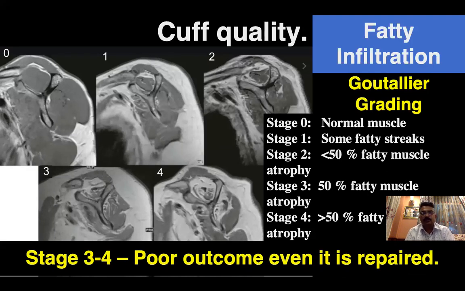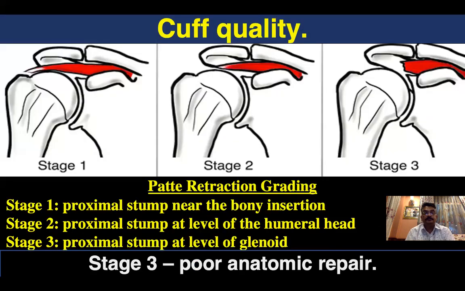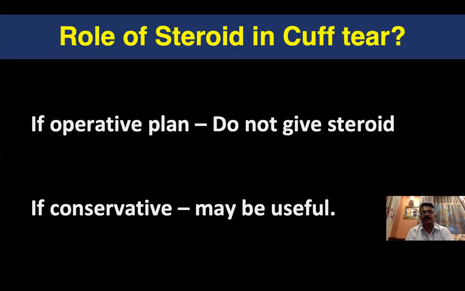Even if you are able to repair the rotator cuff, since most of the muscles are replaced by fat, your functional outcome will not be good. And again, MRI is important to classify based upon its retraction, the Patte classification, and if it is a stage 3 and it is degenerative, probably a poor anatomic repair. So anatomic repair will not be possible. That is why X-ray, MRI, all the things are very, very important.